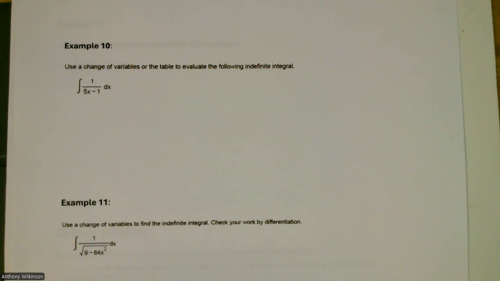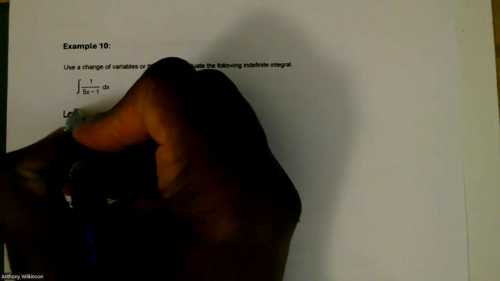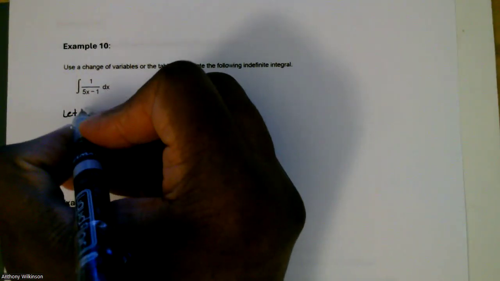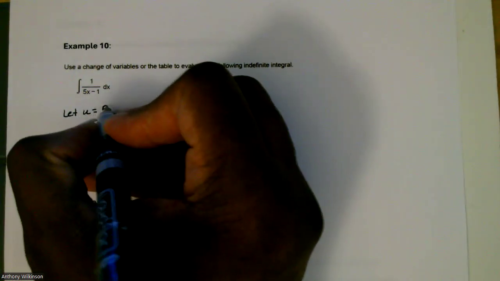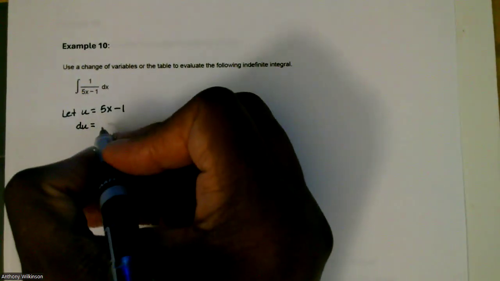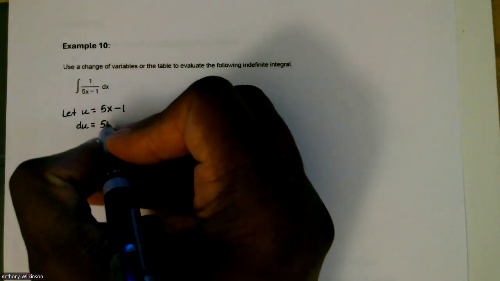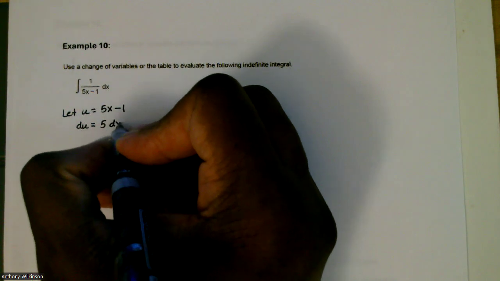Right, now example 10. Here we got the integral of 1 divided by 5x minus 1 dx. In this case, I have to let u equal to what's in the denominator. That's the only way I'm going to be able to use the u substitution. So I'm going to let u equal that 5x minus 1. And then du, we take the derivative of 5x, that's just going to be 5. And then the derivative of minus 1 will be 0. So du will be 5 dx.